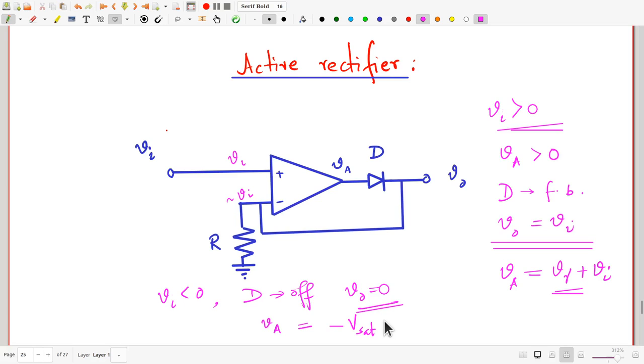Now, why is that a problem in this case? Well, let's take a look at what the op-amp output does as the input to the active rectifier changes from positive to negative.